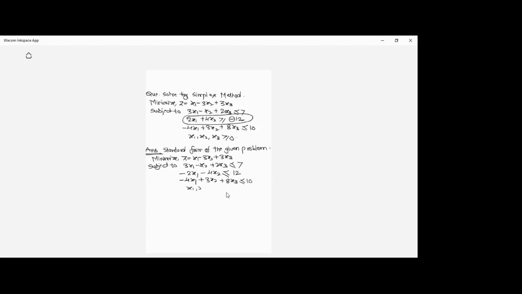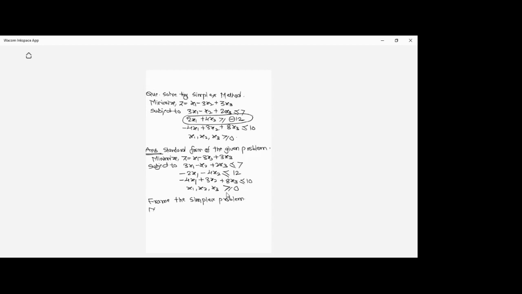And lastly we have x1, x2, x3 greater than or equal to 0. So now that we have got the standard form of the given problem, what we can do is frame the simplex problem, right? The simplex problem can be framed by the regular method that we have been following. We just have to consider the slack variables.